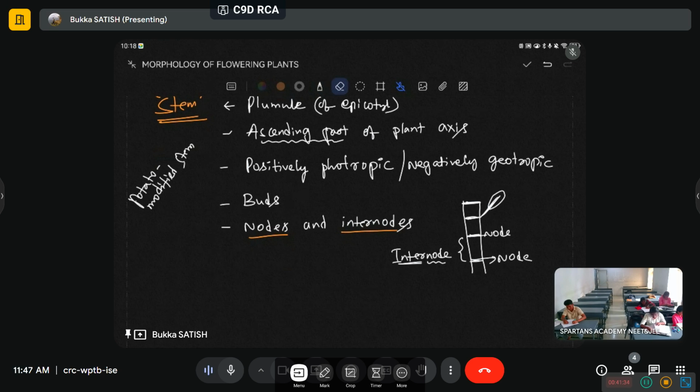Right. Next, the buds which develop here can be terminal buds or axillary buds. Apart from this, you know the functions of this. It will be helping in photosynthesis, helping in the transport part, and protecting different parts. So all these things you can just go through quickly. The functions of root as well as stem.